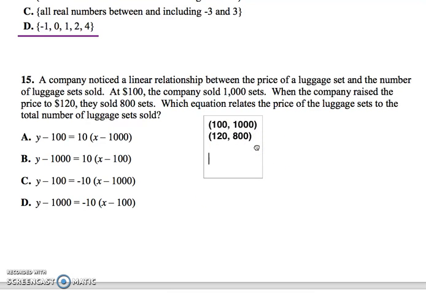So if I'm trying to figure out the slope here, if I subtract my y values, 1,000 minus 800, that would give me 200. And subtract my x's, 100 minus 120 would give me -20. 200 divided by -20 is -10. So I'm looking for a slope of -10. That brings me to C or D here. A and B both have slopes of +10. And then if I'm going to use one of these points in point slope form, the x value, the 100 goes in with the x, the 1,000 goes in with the y. So your answer here is D.